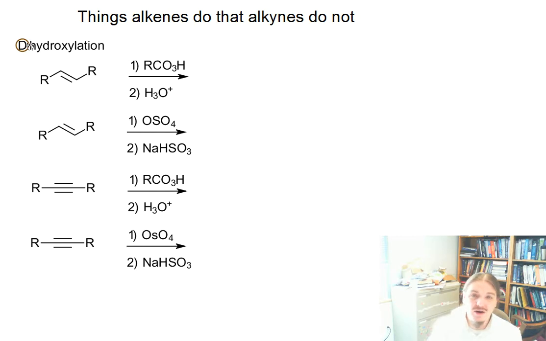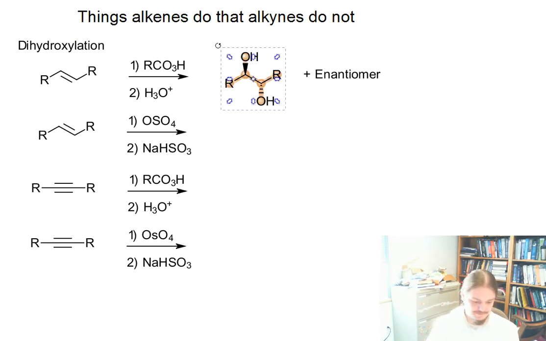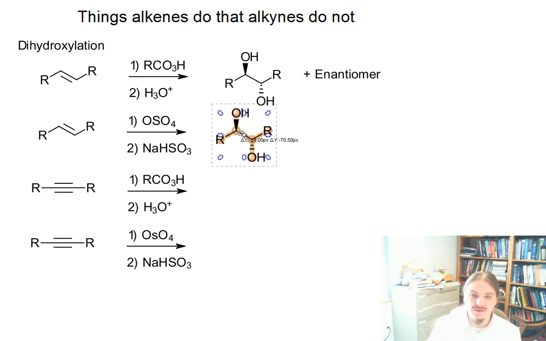Alkynes don't do dihydroxylation reactions. When you talk about the chemistry of alkenes, you actually talk about two different dihydroxylation reactions. This is the biggest example of things that alkenes do that alkynes don't do. There's an anti-dihydroxylation that actually involves forming the epoxide first, and then hydrolyzing that epoxide in aqueous acid. And if this thing is chiral, it forms the enantiomer.